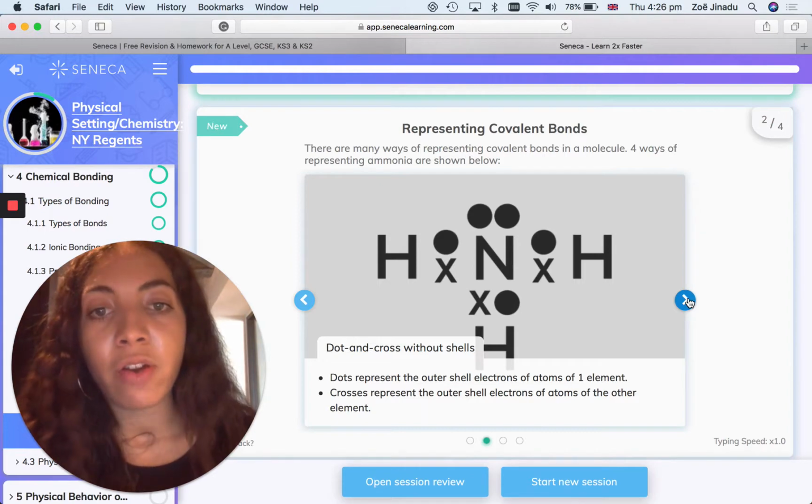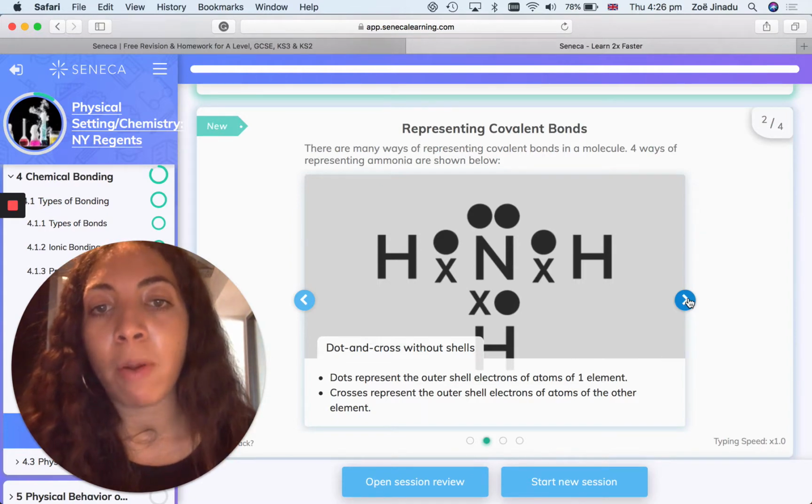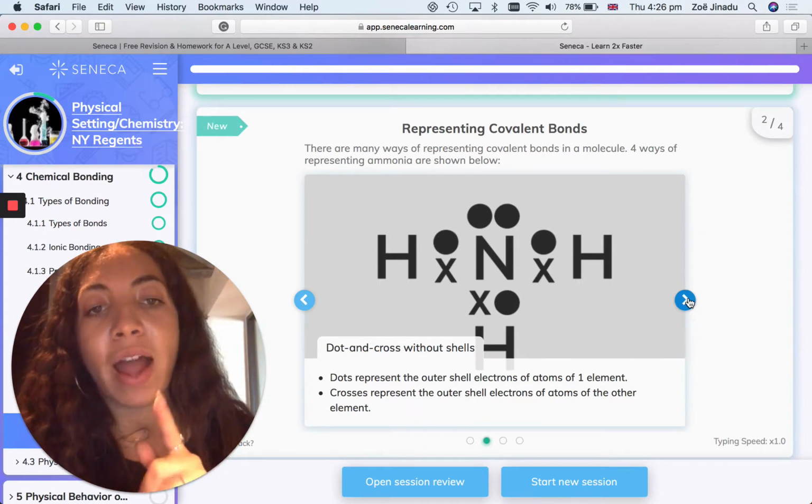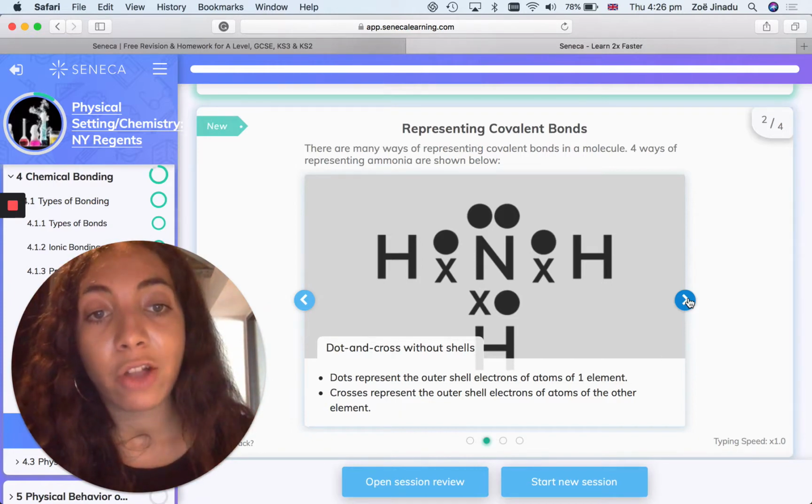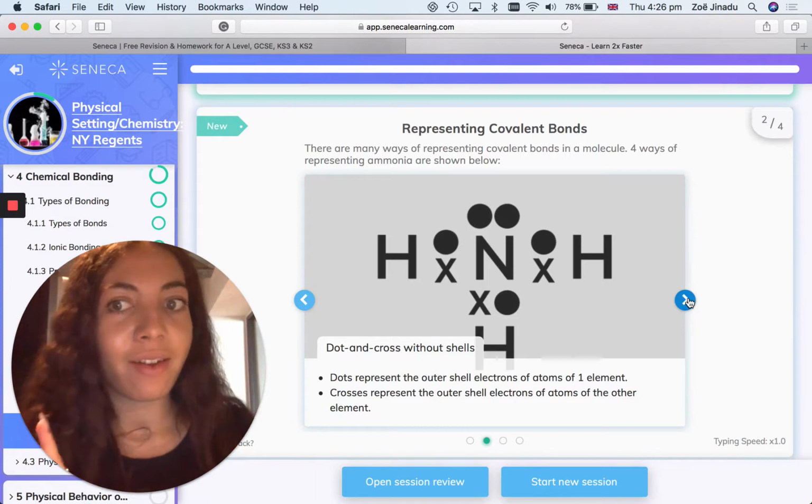A dot and cross diagram without shells. So dots represent the outer electrons of atoms of one element, and the crosses represent the outer shell electrons of atoms of the other element.